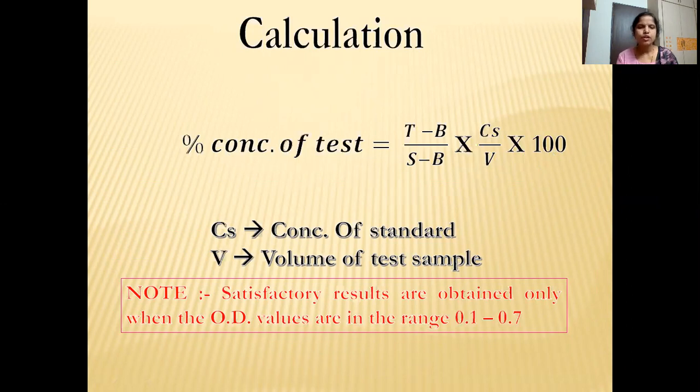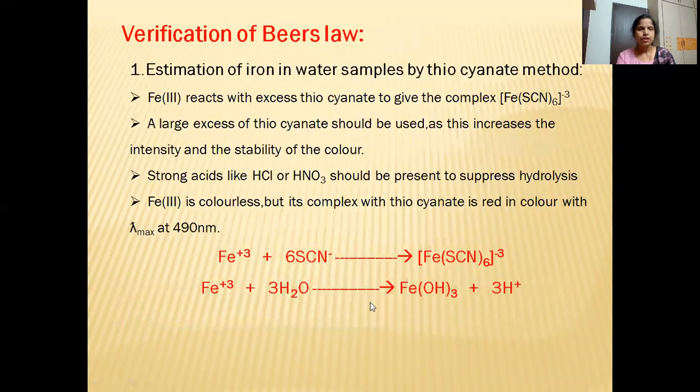Generally, if the absorbance values fall between 0.1 to 0.7, then satisfactory results are obtained. Or we can go for another type, where we verify Beer's law, whether the sample is satisfying Beer's law or not. For verification of Beer's law, here we have taken an example of estimation of iron in water samples by the thiocyanate method. We have to estimate the amount of iron present in the water by using thiocyanate.